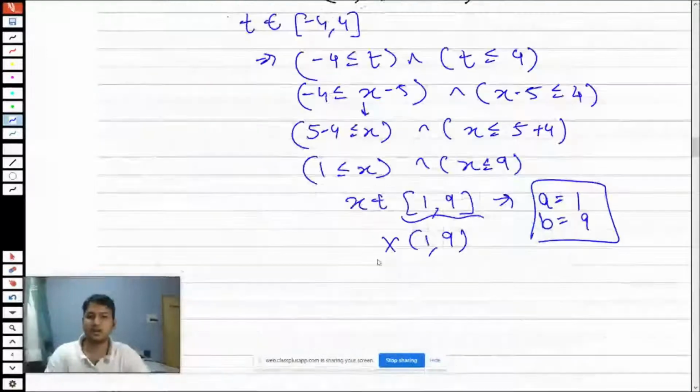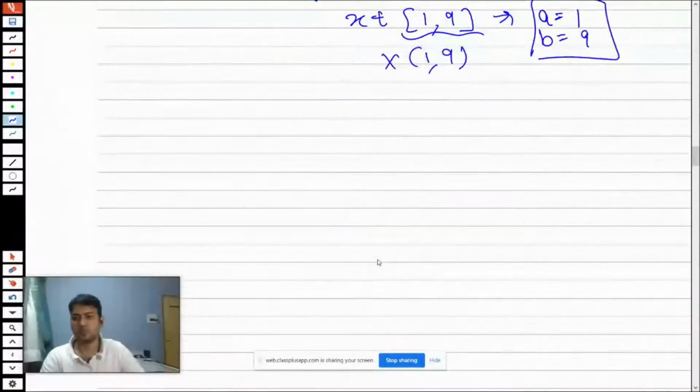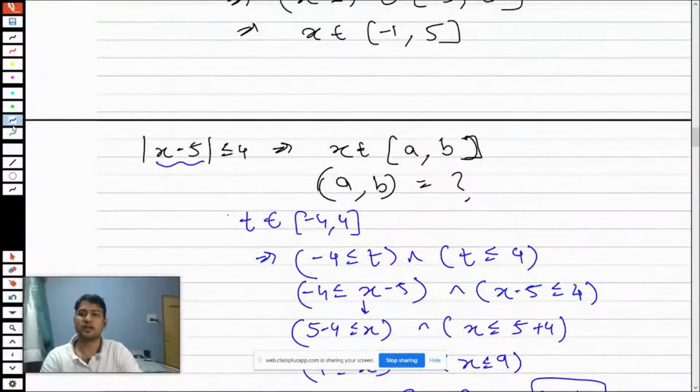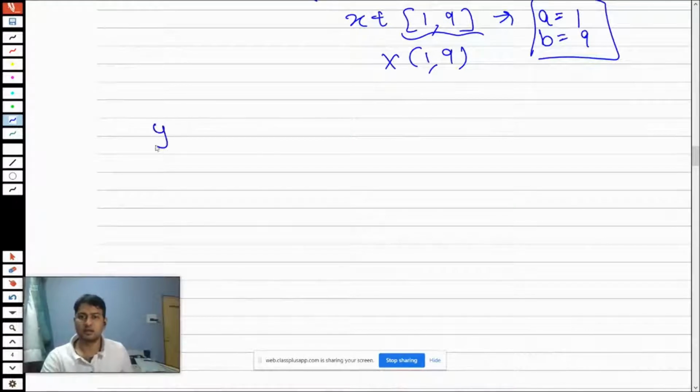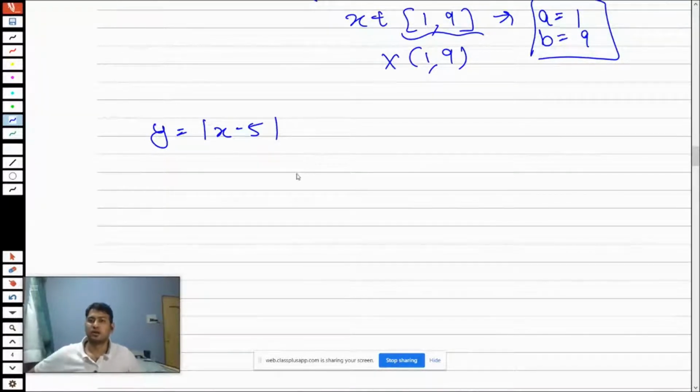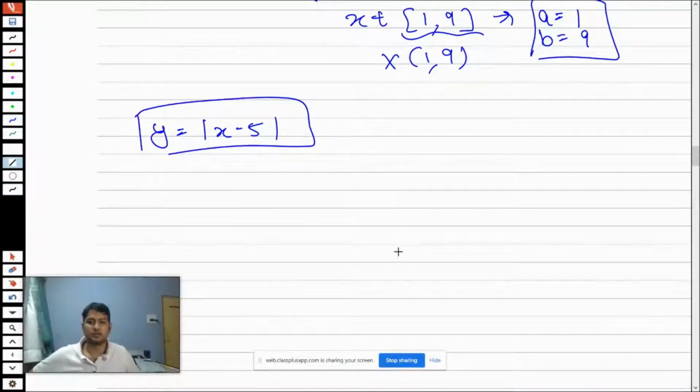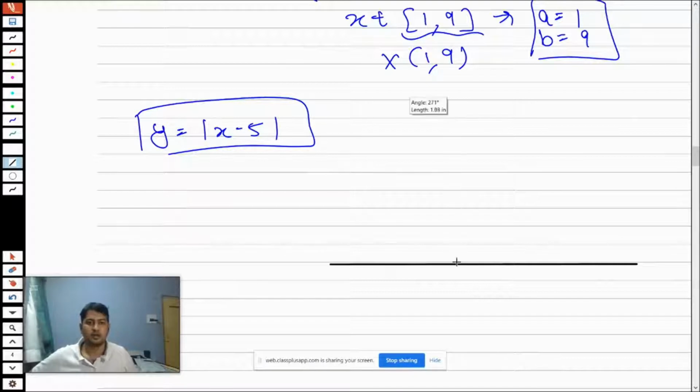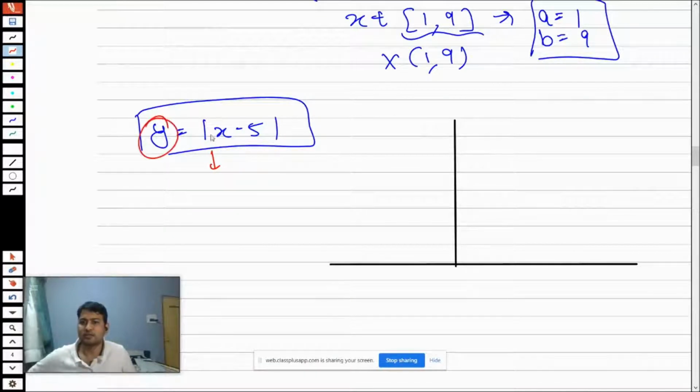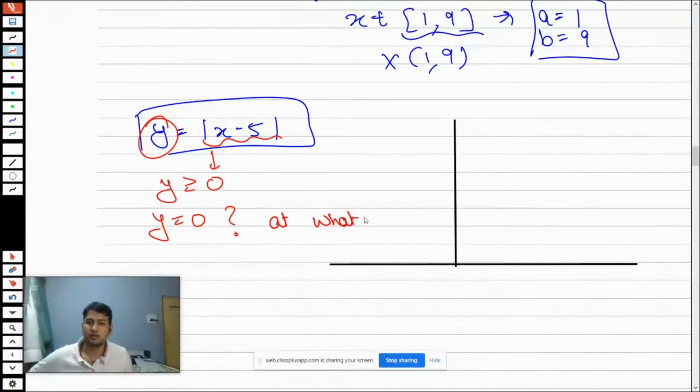All right, so what does this curve look like? What does this curve look like, mod of x minus 5? So let's try to draw this curve, y equals mod of x minus 5. So what does this curve basically look like? On the real number line, when does y become equal to 0? I know that since y is modulus of something, y is always greater than equal to 0, right? When does y become equal to 0? At what value of x will this function y become 0?